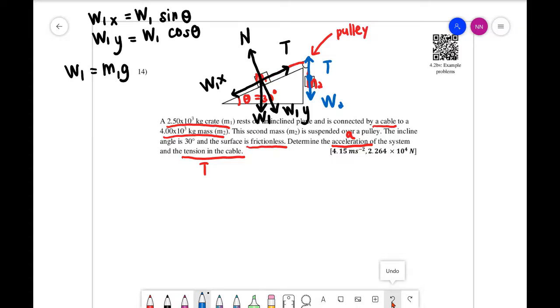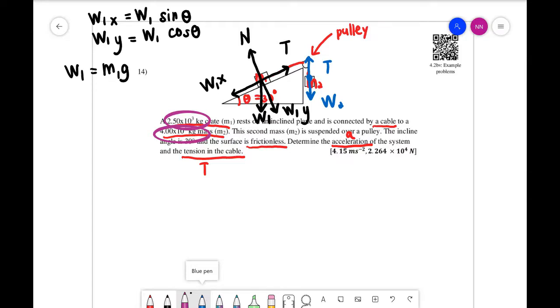Okay, so for this system, does M1 move up the plane or down the plane? We have to check the masses. The mass of M1 is 2.5 times 10 to the power of 3, and the mass of M2 is 4 times 10 to the power of 3. So mass M2 is greater than mass M1.